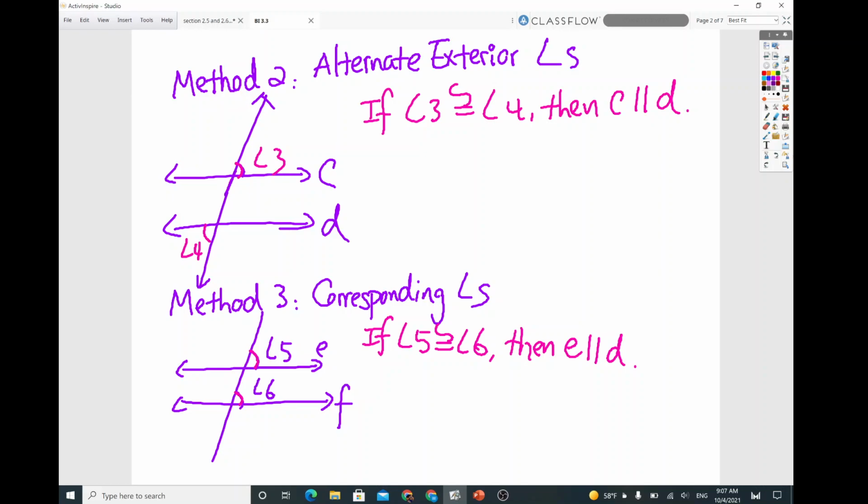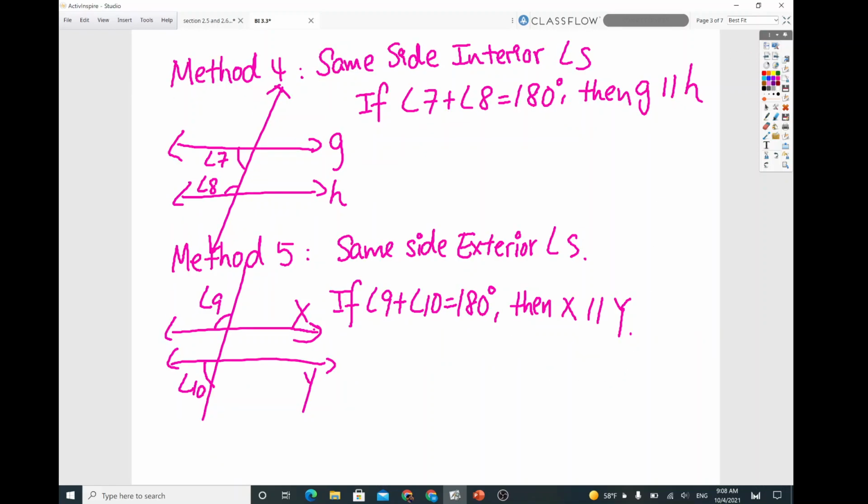And then method 3, corresponding angles. Angle 5 is congruent to angle 6, so by using the converse of corresponding angles, we can prove that line E is parallel to line F. Excuse me, there is a little typo there; this one is supposed to be line F. Okay, so now let's see what else.